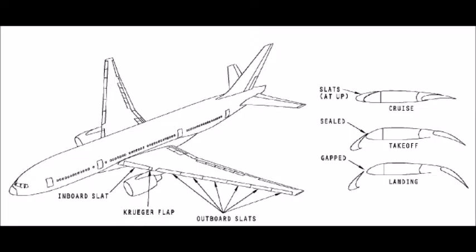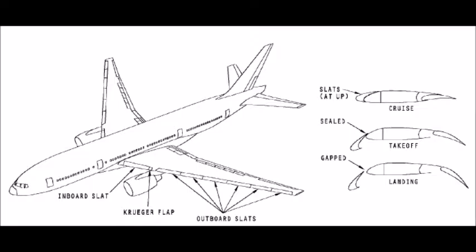The leading edge slats improve the takeoff and landing performance of the airplane. When the slats extend, they increase the lift of the wing. They also increase the angle of attack at which the wing stalls. The slats are part of the high lift control system.